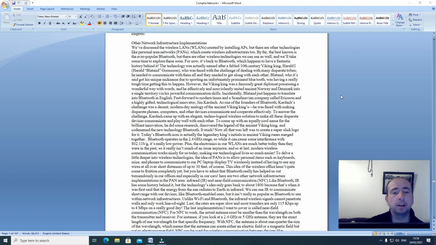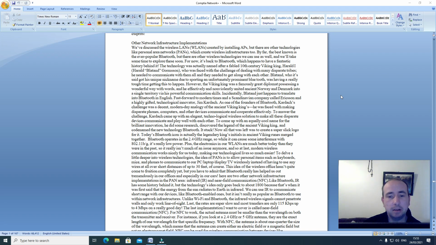Other network infrastructure implementations. We've discussed the wireless LANs, WLANs, created by installing access points, but there are other technologies, like personal area networks, which create infrastructures too. By far the best known is the ever popular Bluetooth. But there are other wireless technologies we can use as well, and we'll take some time to explore these soon. For now, it's back to Bluetooth, which happens to have a fantastic history behind it.